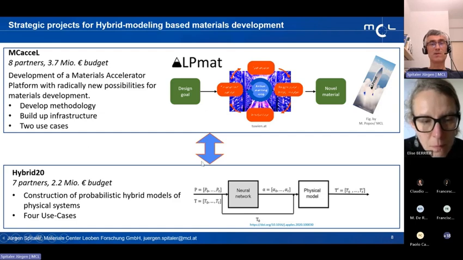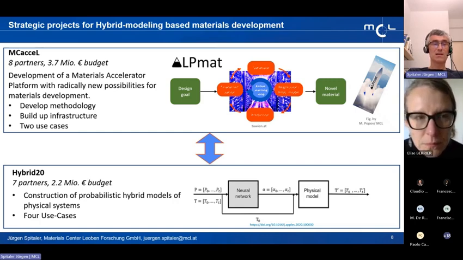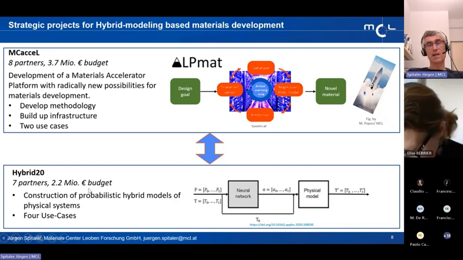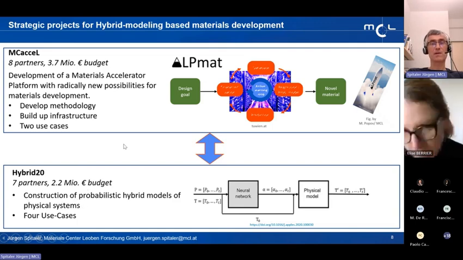Then we have a sister project related to the MCXL project called Hybrid 2.0, which deals with the construction of probabilistic hybrid models. I will explain in more detail what this is later. In this model project, we are dealing with two use cases from MCXL, but on top with two other use cases. We have, of course, a strong exchange between the two projects.